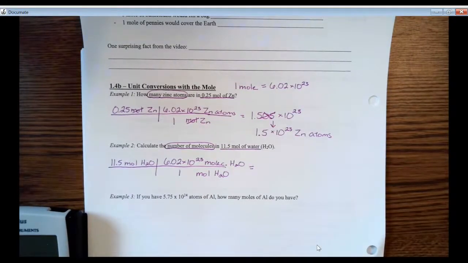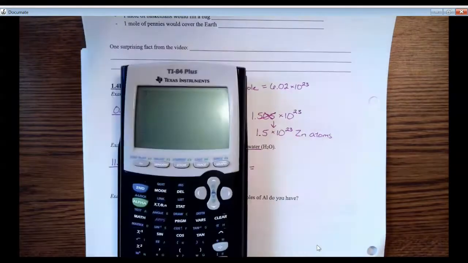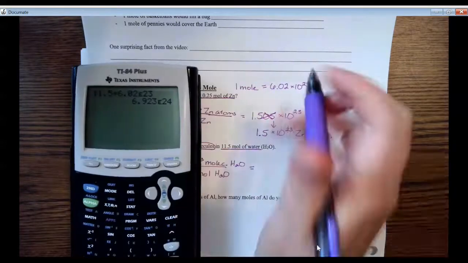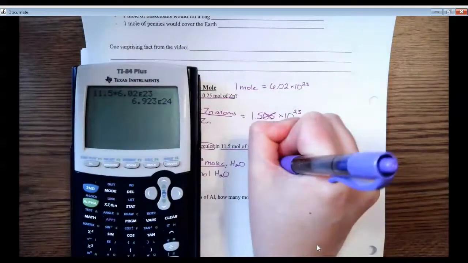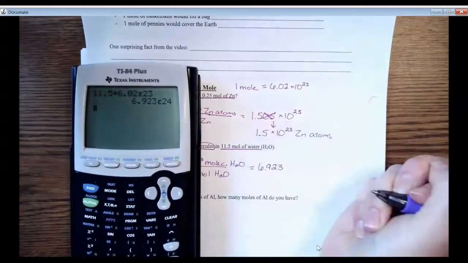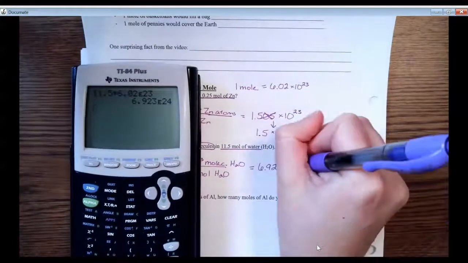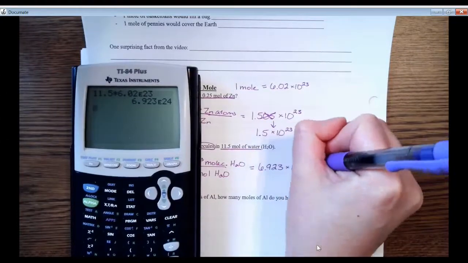So we're going to go ahead and bring our calculator up, 11.5, and then times, we want to put in Avogadro's number. So again, 6.02, and then I need to do that times 10 to the 23rd. So second, comma, which gives me my E, and then 23. So that gives me my number 6.923, and I can put that in standard scientific notation. So times 10 to the 24th.